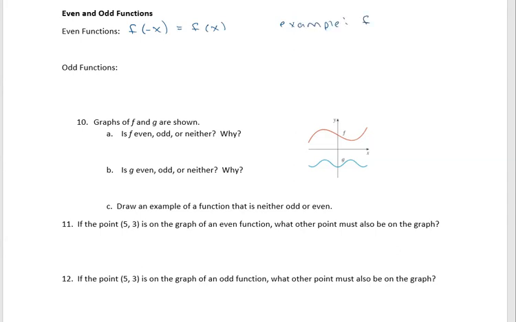Think about the function f of x equals x squared. If you put a negative in, you're going to get the same thing because a negative squared is the same thing as a positive. So f of x and f of negative x in this case would have the same value. So that would be an even function. If you have an even function, then that means that it is symmetric with respect to the y-axis.